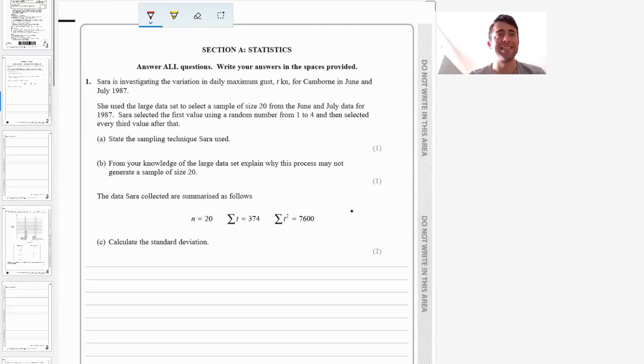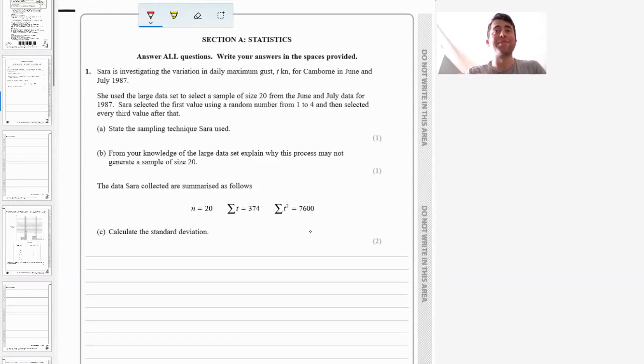In this case, why might this sample not generate a sample size of 20? Just imagine a list of data and imagine doing the sampling that Sarah uses as described there, and just have a good think about why it might not get 20 results in total. And write that down and cross fingers, you'll get a mark for it. Ideally, you'd have the knowledge of the large data set, but if you don't, make a good guess.